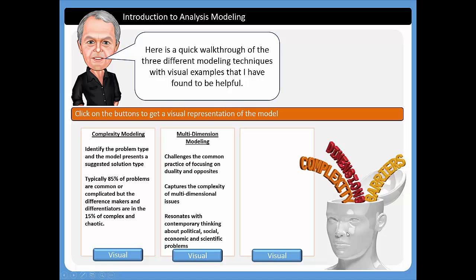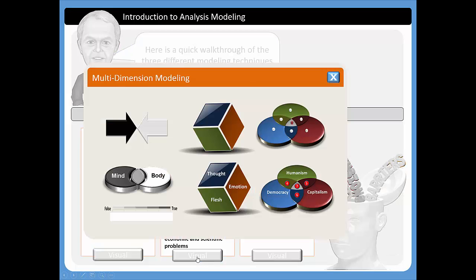When we get into multidimensional modeling, this challenges the common practice of focusing on duality and opposites. It captures the complexity of multidimensional issues, and it resonates with contemporary thinking that we have about political, social, economic, and scientific problems. The visual for that is that we're going to move away from this black and white mind-body dualism, where things are false and true, and look at more things along a line.